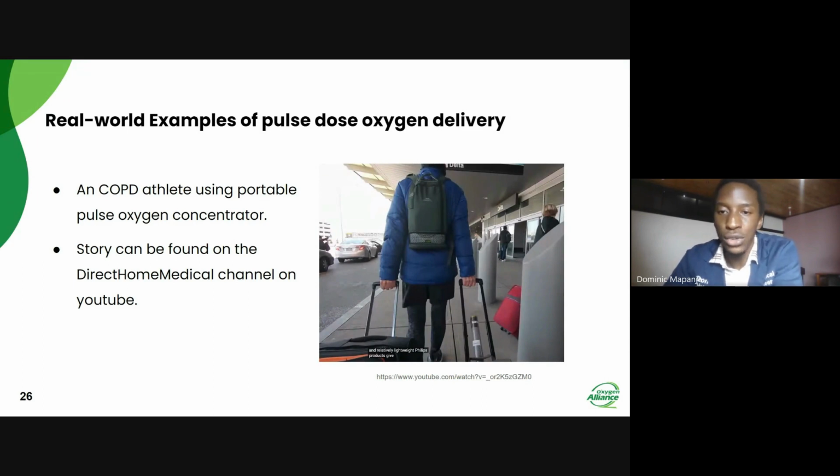As he's an athlete, when he's jogging, he can carry it. As you can see, he's also carrying bags. I assume that is the airport. So you can carry it anywhere you go and go on doing your normal activities. This story can be found on the Direct Home Medical channel on YouTube, so you can confirm it for yourself and also see other success stories. We can see that this pulse-dose oxygen delivery method is crucial and has brought an impact on those who have pulmonary illnesses, or who need oxygen therapy but need to lead an active life.